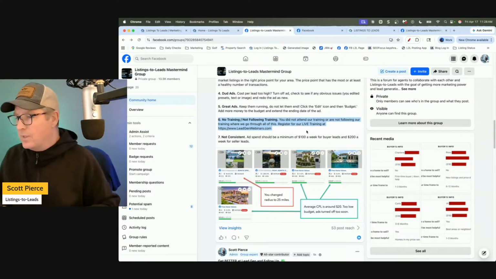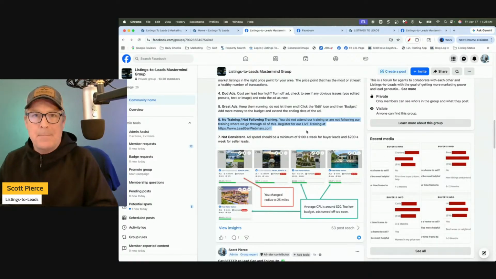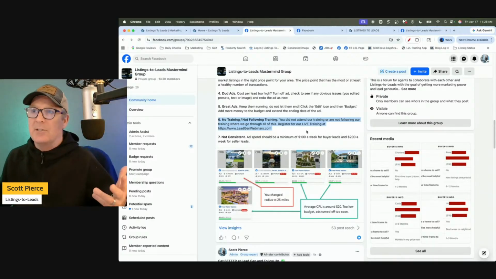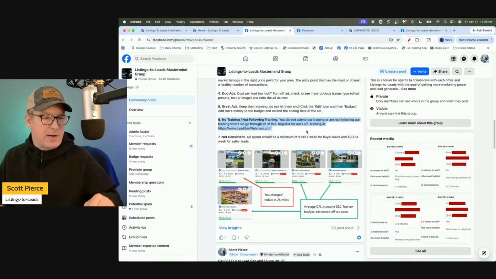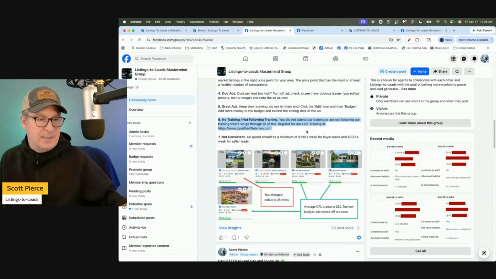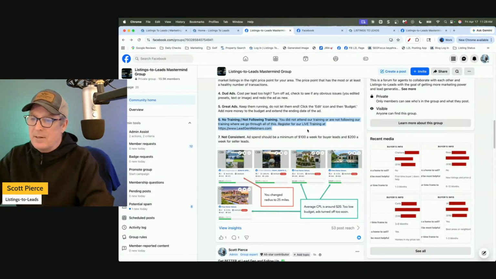Right. I know real estate agents, I talk to real estate agents pretty much every day. They love wasting money on things that they think are just going to change the world. Right. Going after expireds, that can change your world, but there's a lot of other things that are going to change your bank account. All right.